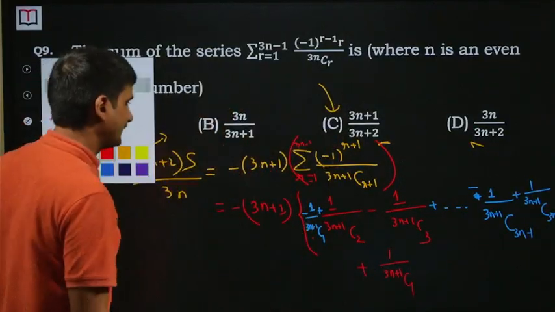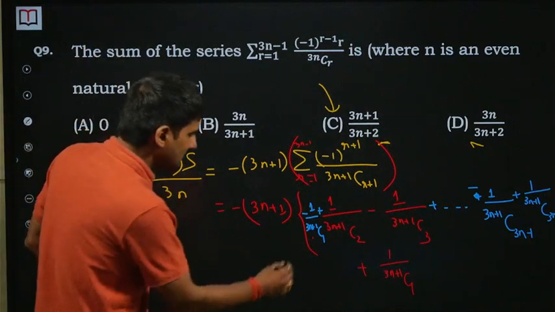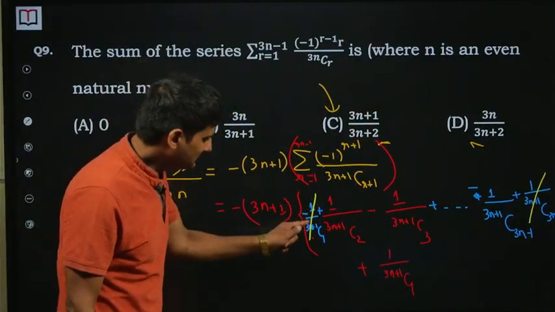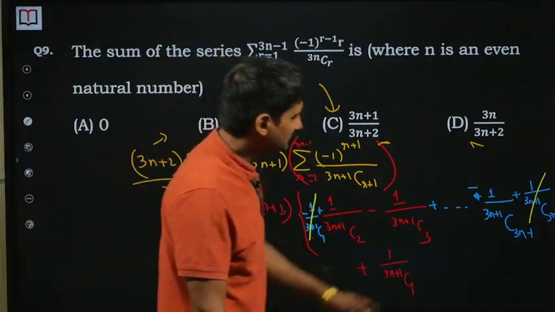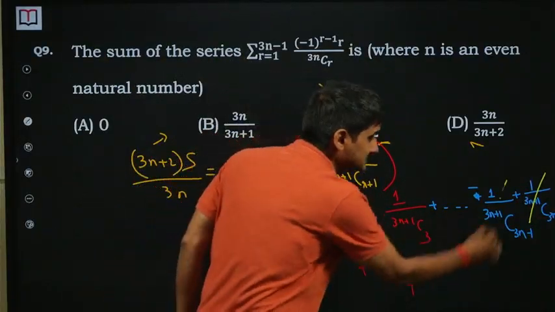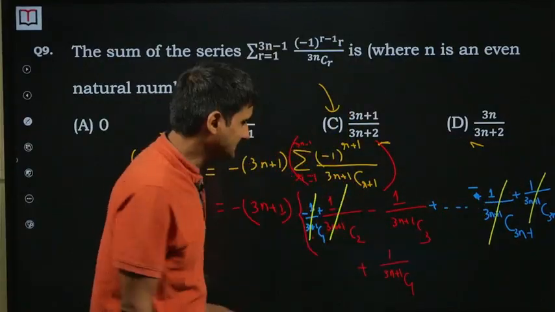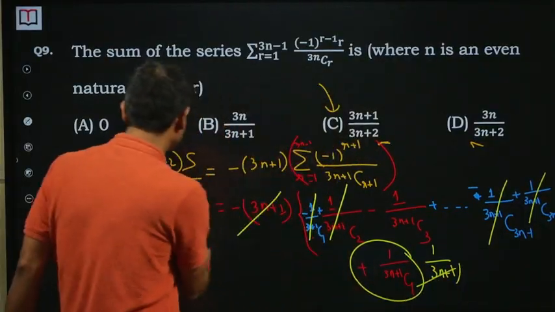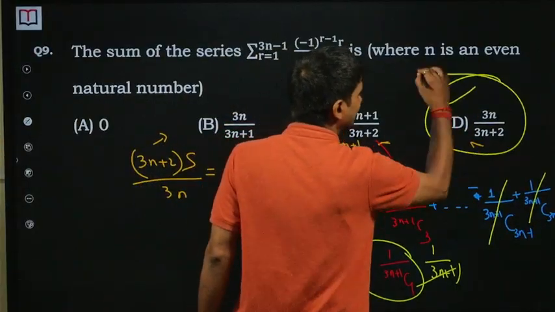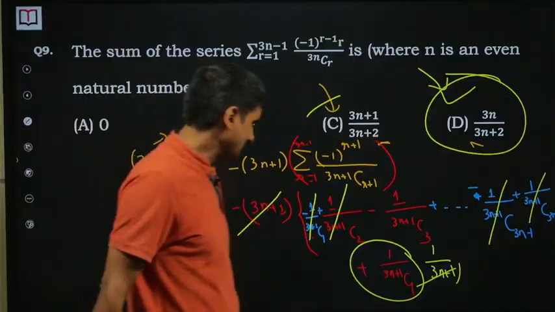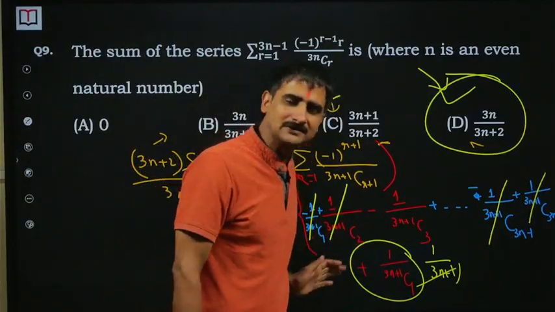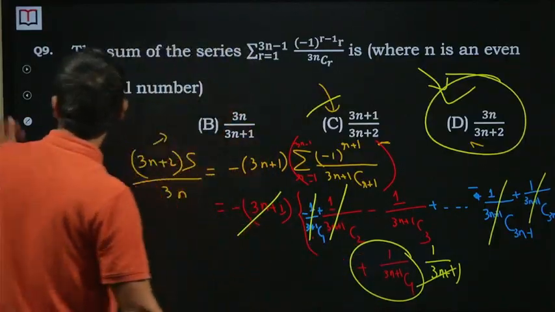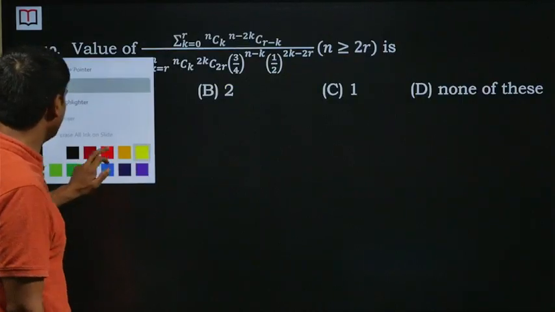Now see, what's happening here is that this and this are the same with opposite sign. 3n plus 1 C1 is the same as 3n plus 1 C 3n. Since we have an even number of terms, all will get cancelled. You will be left with only this, and this is 1 upon 3n plus 1. This and this get cancelled. So the answer should be this. Finally we got it. That's what I did. We just expanded it, and all the terms got cancelled.